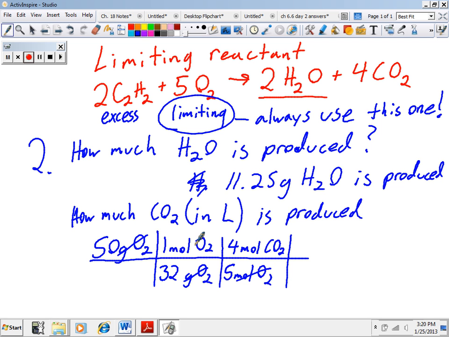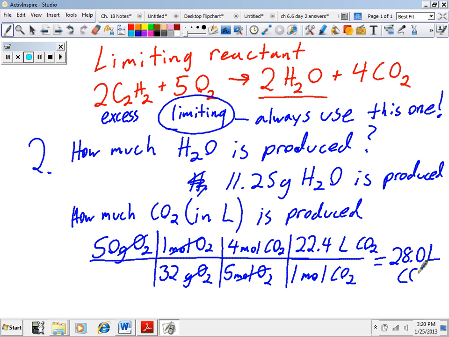So moles of O2 on top and bottom cancel. And last, we want a volume this time for CO2. So 1 mole of CO2 is the magic number, 22.4 liters of CO2. And doing the math, multiplying across and dividing, we end up with a nice round number of 28.0 liters of CO2 produced.